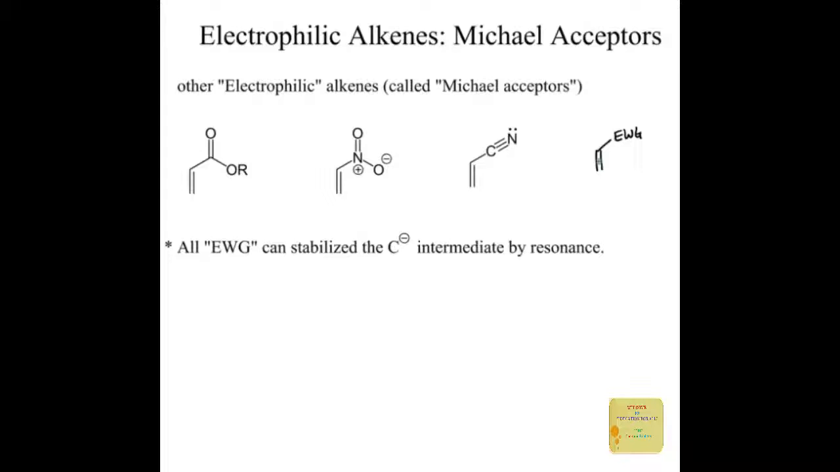And what they all have in common is because of resonance, they all have partial positive character at this beta carbon, so a nucleophile would be attracted to that site, and they all would stabilize the carbanion intermediate that would result from nucleophilic attack. Okay, what do they all have in common? They all can withdraw electron density. The reason we call them electron withdrawing groups is they can withdraw electron density out of that double bond, putting a positive charge on that beta carbon. Any carbonyl can do it, a nitro can do it.